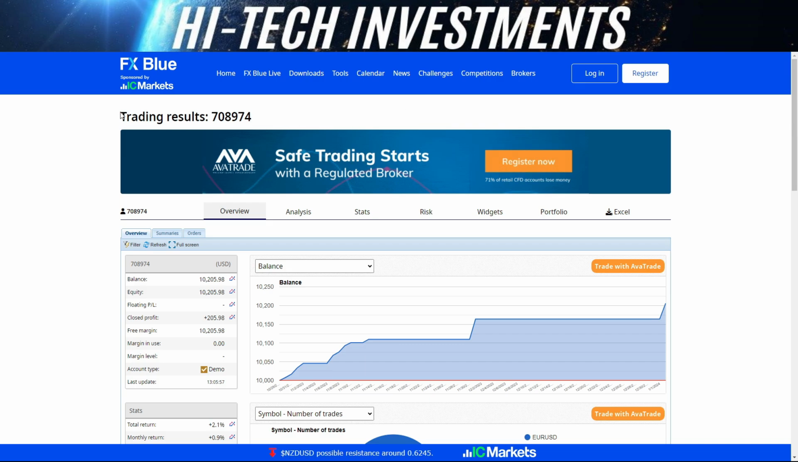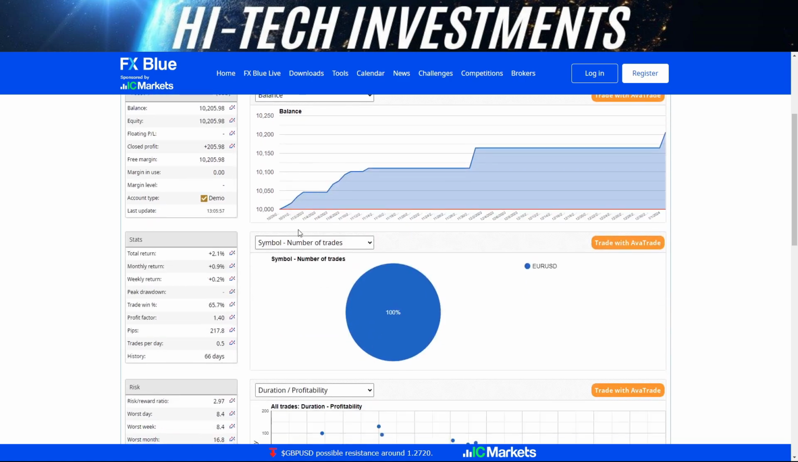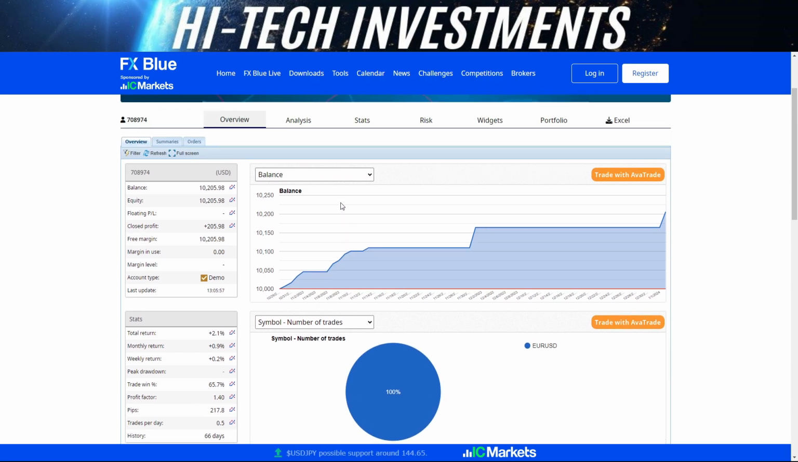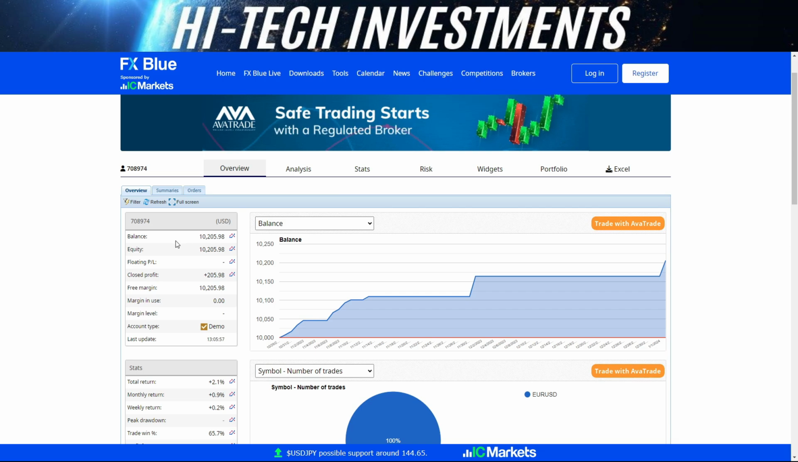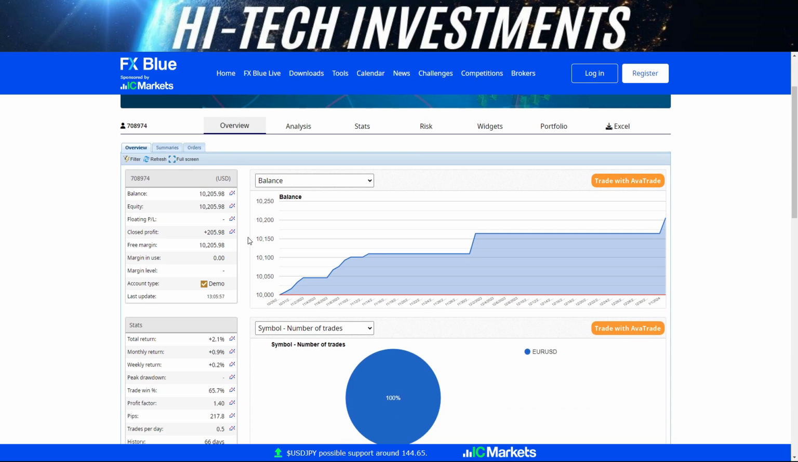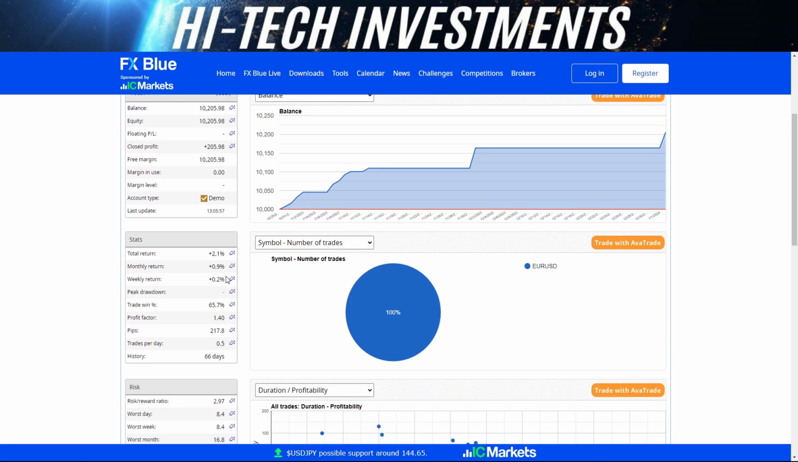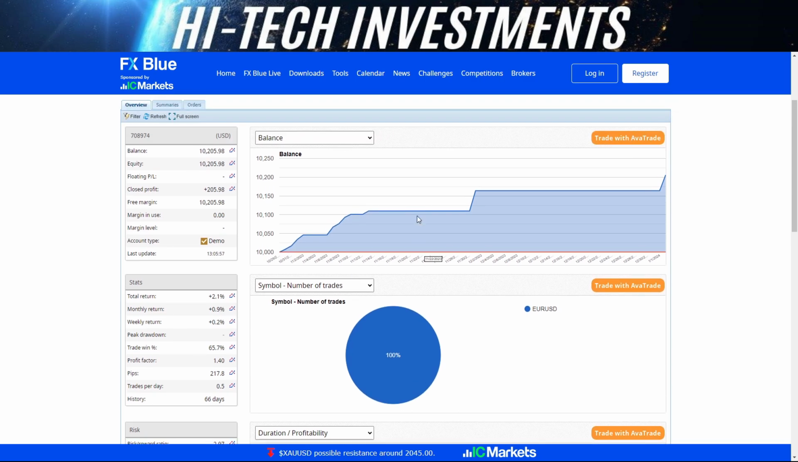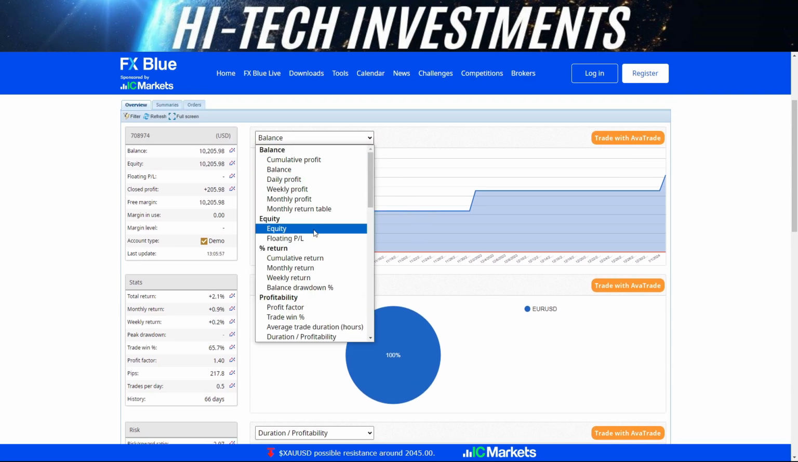Next one here, you can see trading results. So this is the account number at the moment. That means that that one is not with the copying service. It also looks like it had some drawdowns, 66 days for this particular one, EURUSD. So again, it has only made 205 so far, a closed profit, but there's no open trades, so everything is okay. Monthly returns is 0.9, so that's a bit on the low side at the moment, but it hasn't traded for that long either.